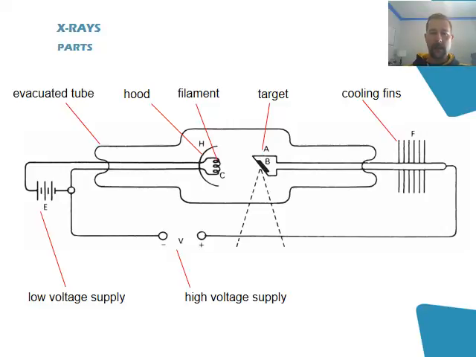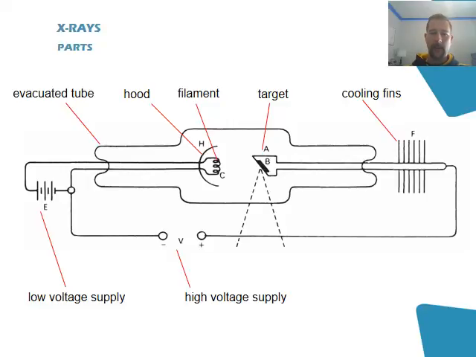So when the electrons leave the filament, they cross a gap with a high voltage applied across this gap, which accelerates the electrons and gives them energy. Now this voltage supply is in the order of thousands of volts. On the other side of the gap, there is a target.